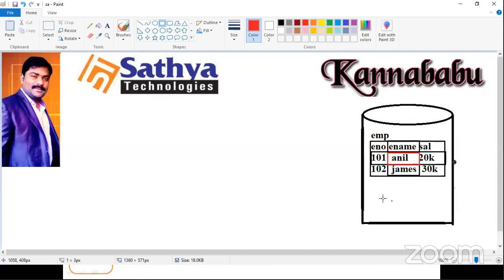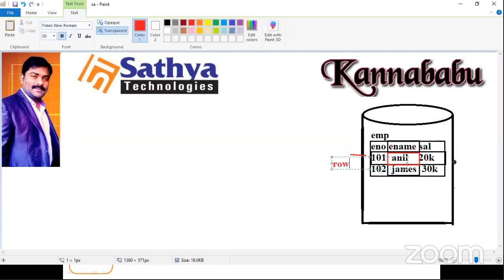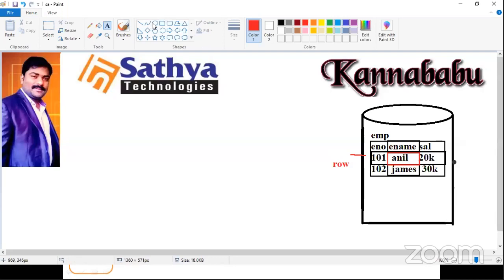This is what all of you call a cell. Are you following? This horizontal is what? Row. Vertical is what? Column. This is your row, and here vertical is nothing but a column. From column 1, column 2, column 3. The intersection of row and column is called a cell.